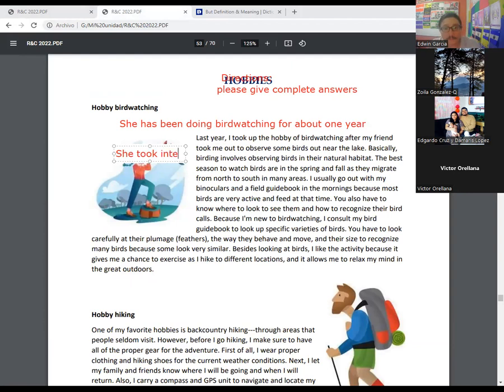interested in bird watching after a friend. After, we don't know if it is, and maybe we are going to say her, in this case her friend, but we don't know if it is male or female in this case.